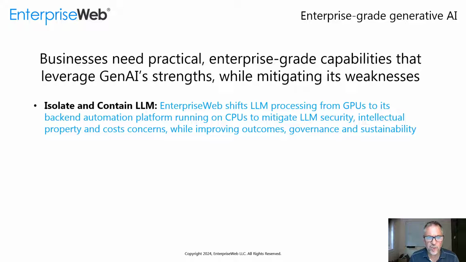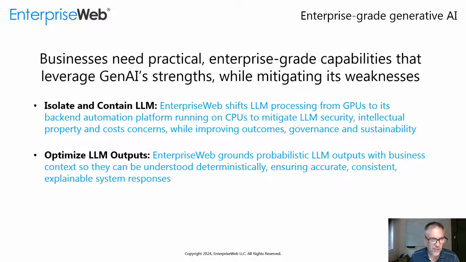So enterprise web is shifting processing away from the LLM. We're using LLMs in a very targeted way, and then we're driving processing back to enterprise web as a back end, where we can mitigate those concerns we just discussed and provide better outcomes, IT governance, and sustainability.